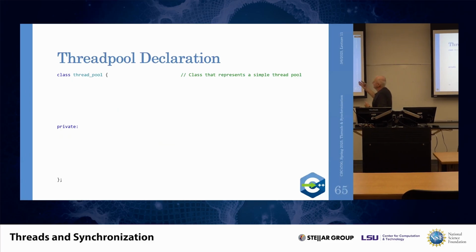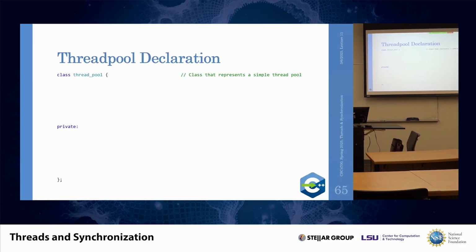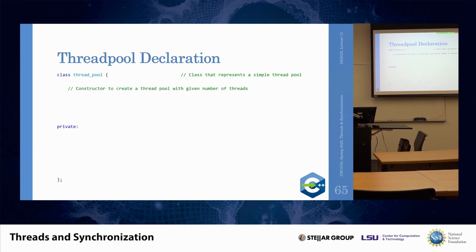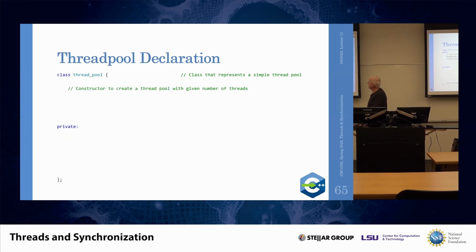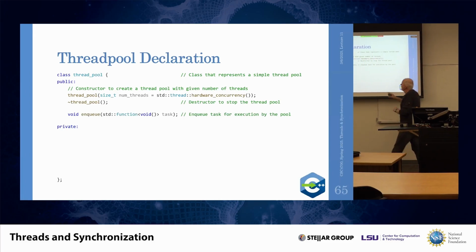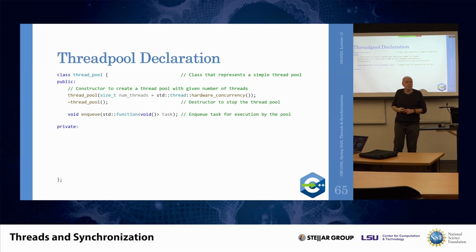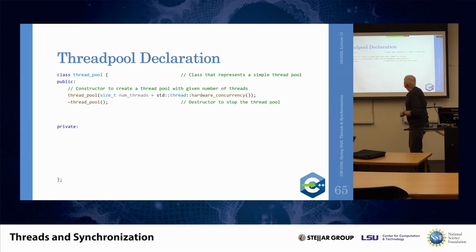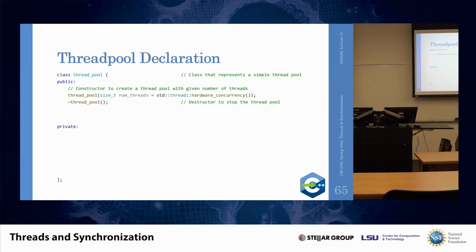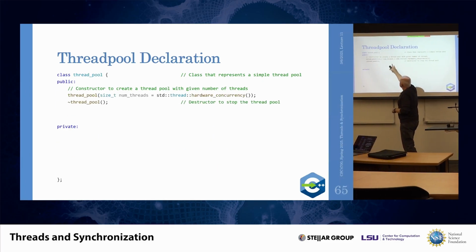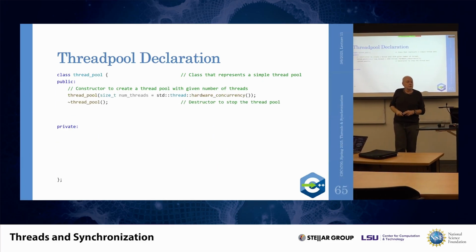I'm creating a class which is called thread pool. What do we need? Well, we need a constructor which creates a thread pool with a given number of threads. I'm passing one argument to this thread pool constructor, which tells it how many threads it should create in its constructor.